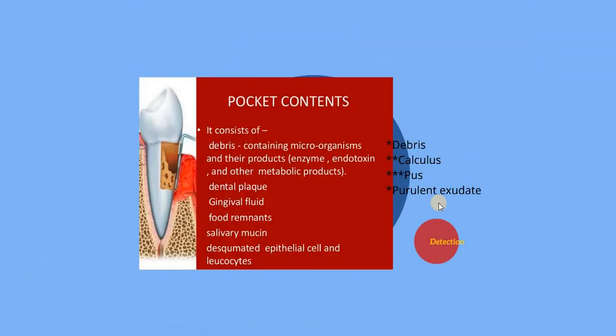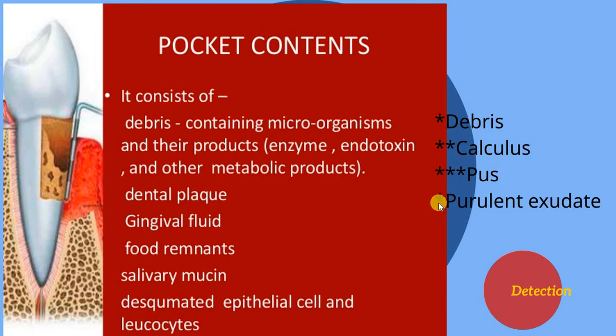We are going to the content of the plaque. The plaque contains debris which consists of microorganisms and their products, including enzymes, endotoxin, and metabolic products. We have calculus, as we talked about. We have pus, purulent exudates, food remnants, gingival crevicular fluid, desquamated epithelial cells, and leukocytes.